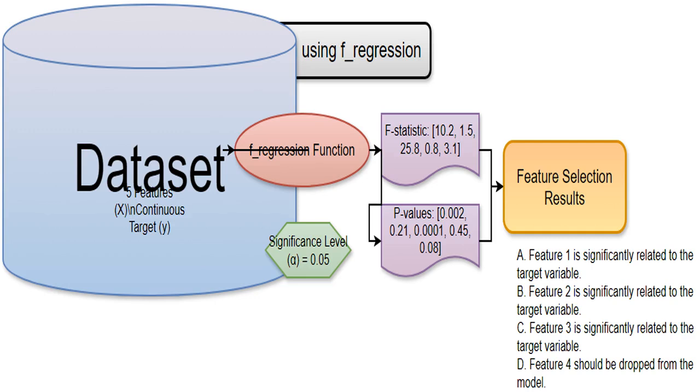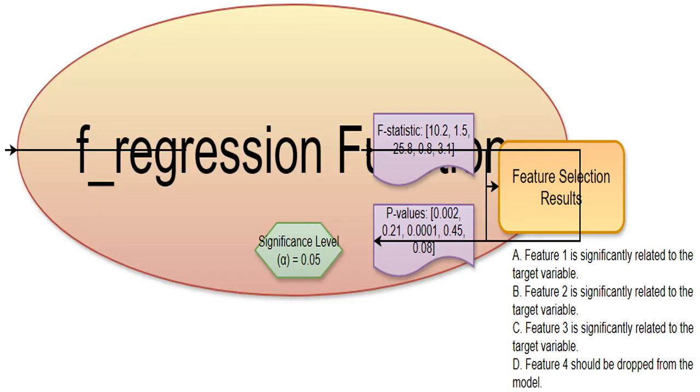I have a dataset with 5 features, things that describe the data, and one continuous target variable, the thing we're trying to predict. Think of it like trying to predict a house's price, the target, using its size, location, number of bedrooms, etc., the features. I'm using scikit-learn's f_regression function.